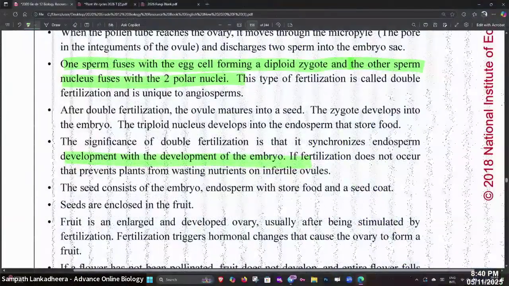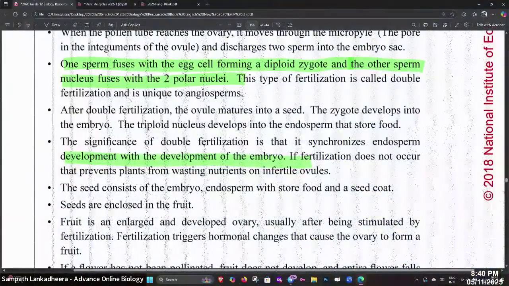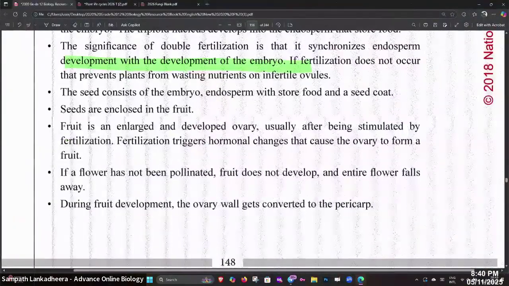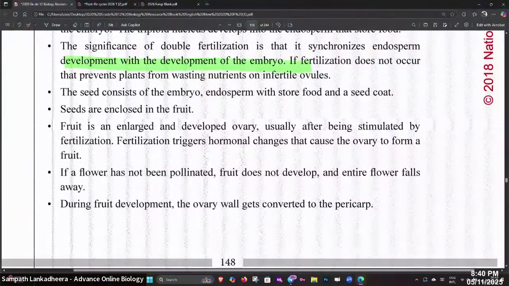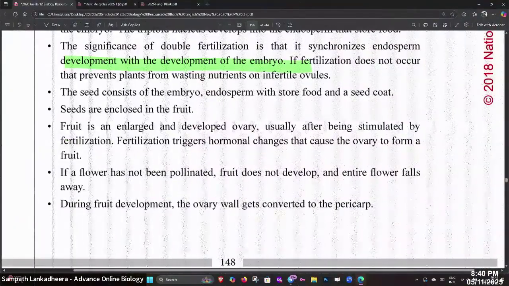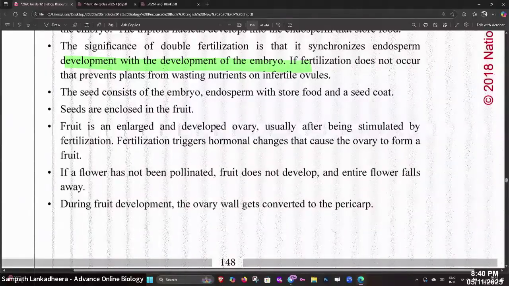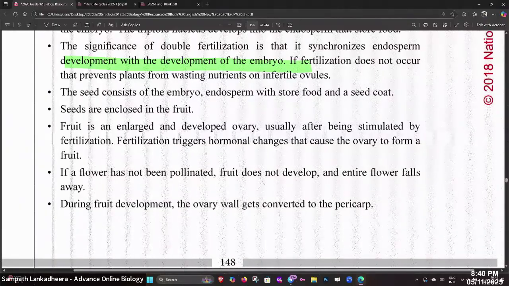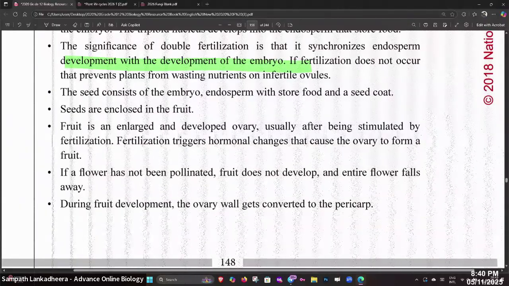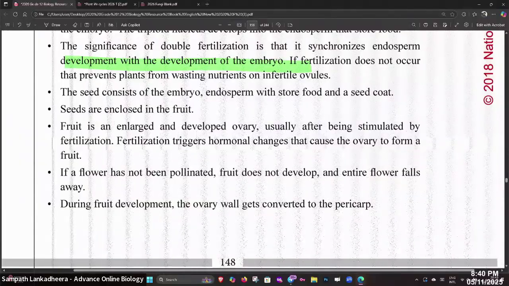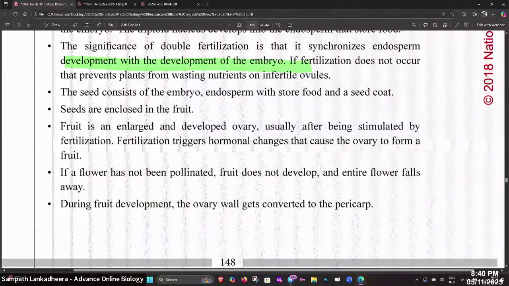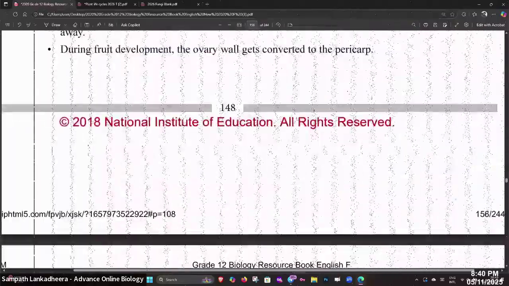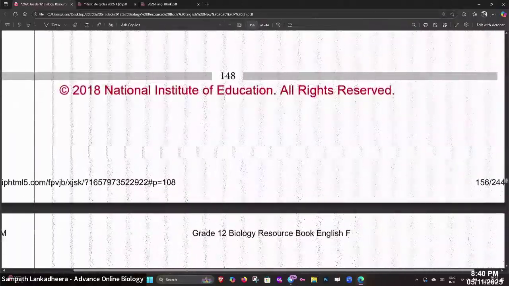And then the seed consists of embryo, endosperm with stored food. Seeds are enclosed within the fruit. Fruit is an enlarged and developed ovary, usually after being stimulated by fertilization. In a flower, if it has not been pollinated, fruits do not develop. Okay, so these things we discussed.